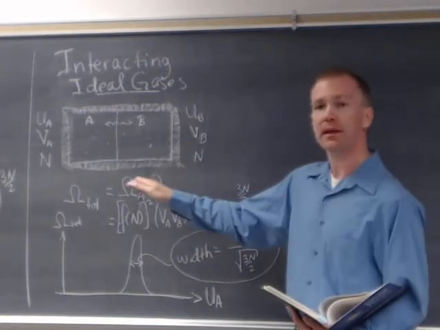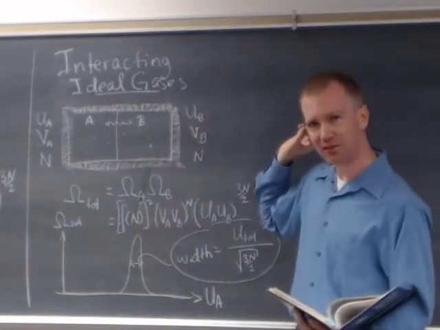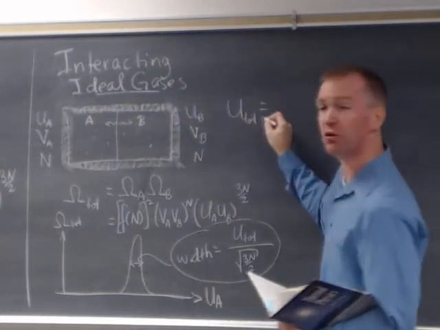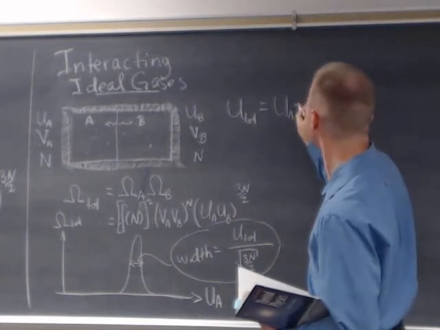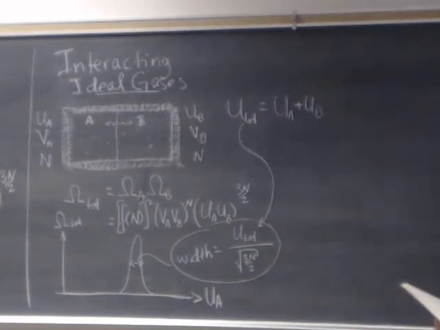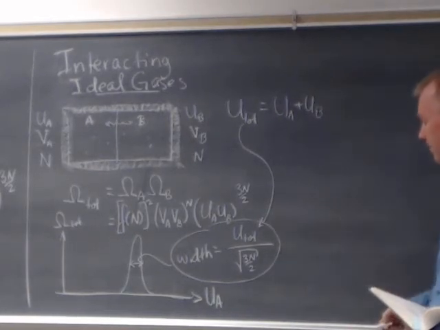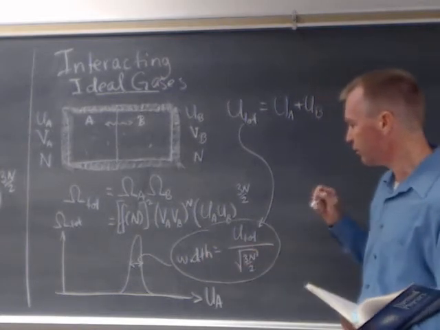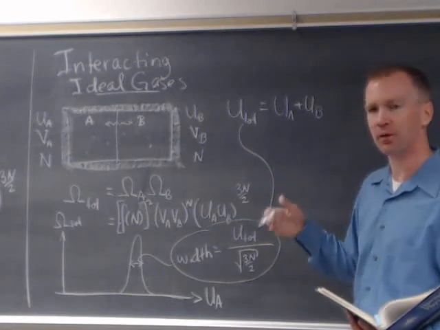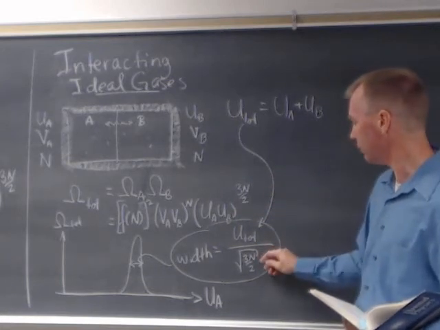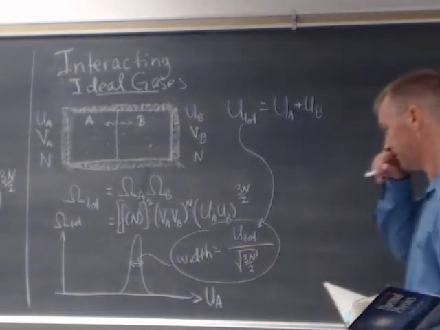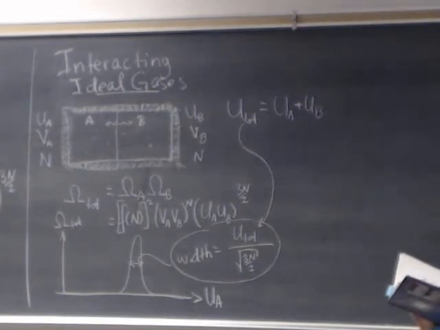Now keep in mind, if these two can exchange energy but they can't give it up to the outside world, then the total energy is fixed. So this total energy is just UA plus UB. So the width, which gives you a feel of what range of outcomes are really probable, the width is pretty narrow because we're dividing some fixed amount of energy by a large number. So we get the width is a very small number.